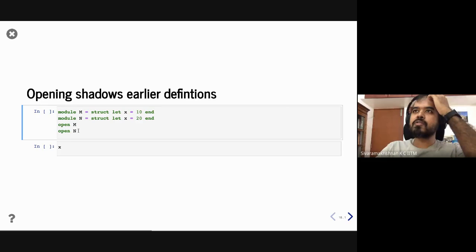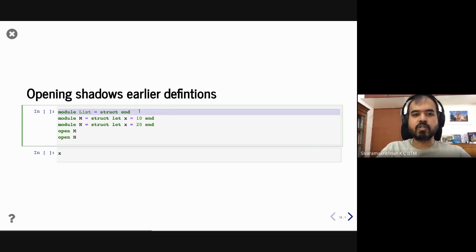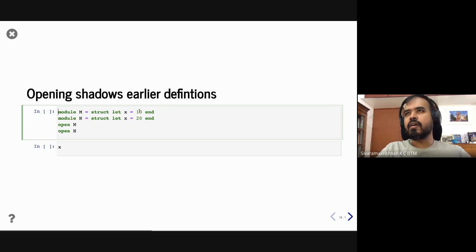Can we shadow previous modules? Yeah, you can shadow it. That is what I was going to show. You can reuse the same name and that shadows the previous definition. For example, I can just define a module List equals struct end. So this is a module that does not have anything, and I'm using the previous name List here. So any code that follows here cannot use List anymore because I've hidden the value of the list. This is certainly possible.